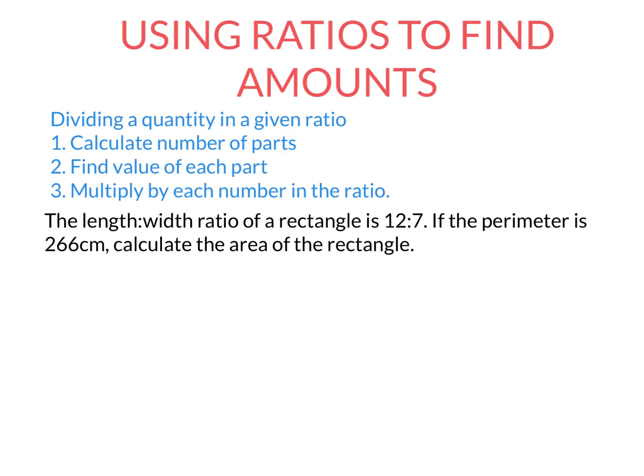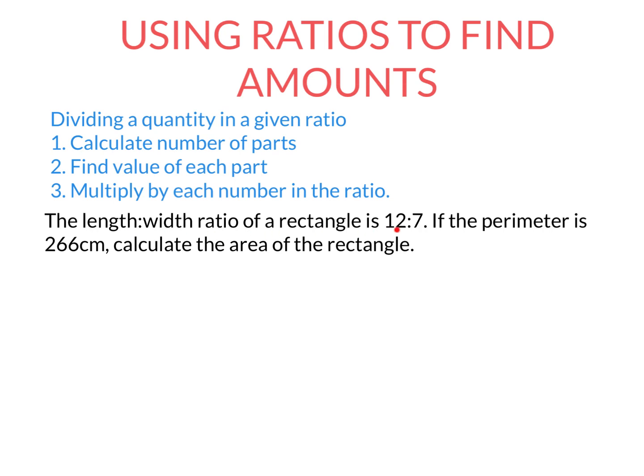Thank you so much for tuning into this video in which we will look at using ratios to find amounts. So we're going to look at dividing a quantity in a given ratio and also how using equations can help us. To divide a quantity in a given ratio, follow these three steps: calculate the number of parts, find the value of each part, and multiply each number in the ratio by your answer to step 2. Okay, it probably sounds a bit confusing. Let's look at an example.